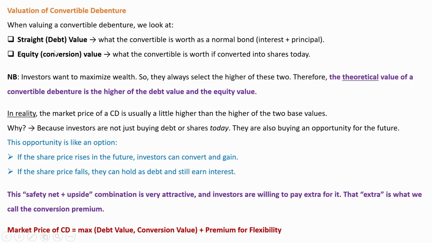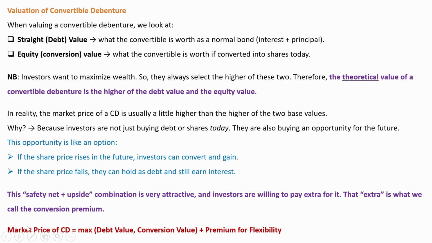Which means once you have compared the debt value and the equity value, and you have selected the higher, you are still going to add something extra, which is called the premium. Therefore, in conclusion, what is the market price of a convertible debenture?